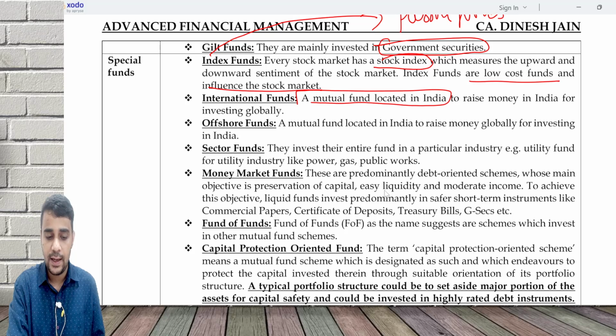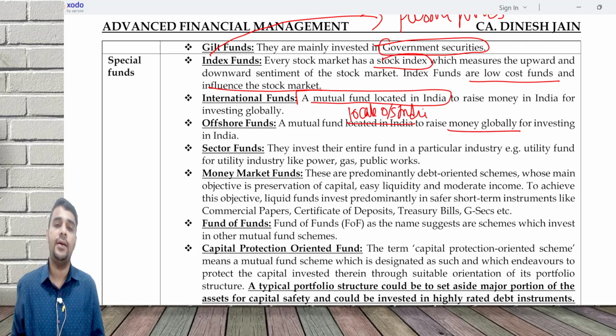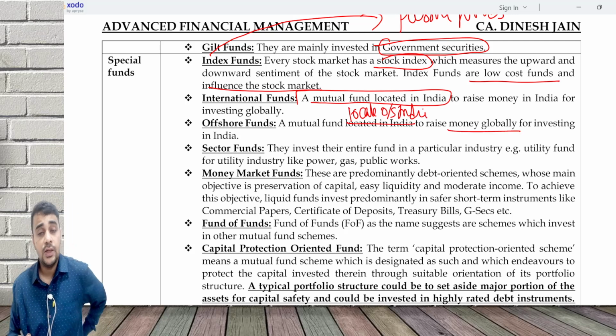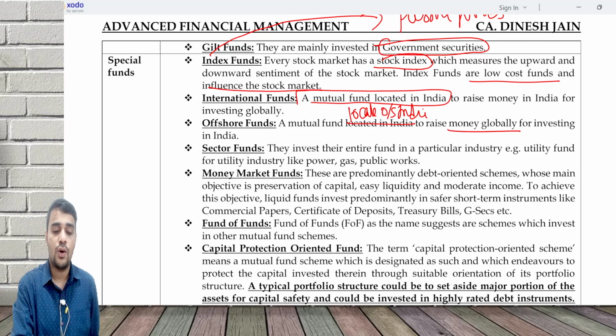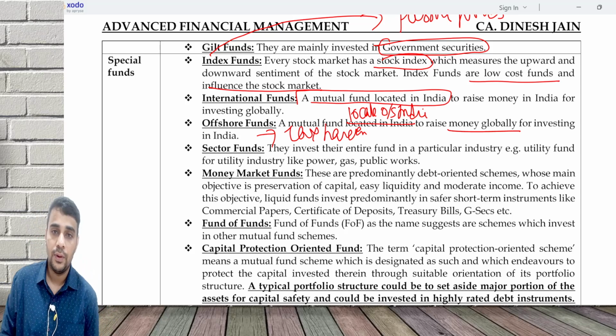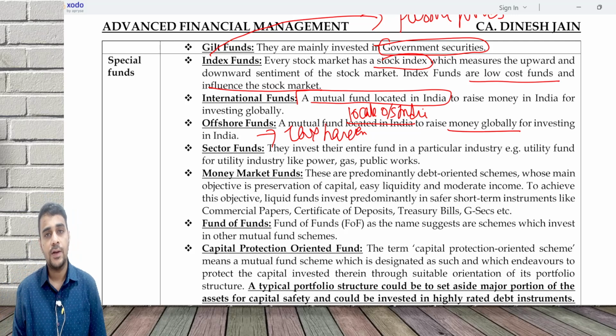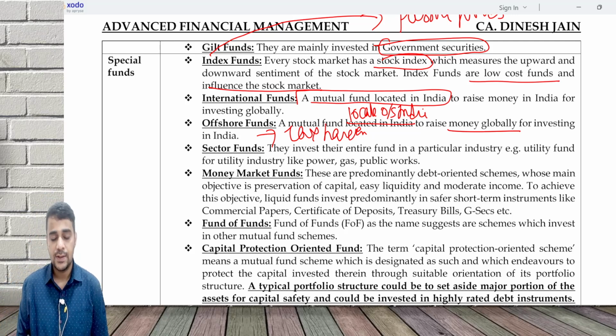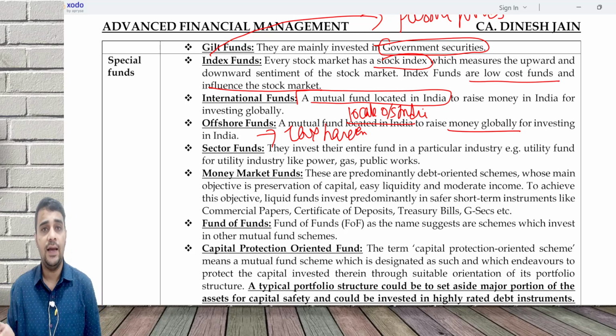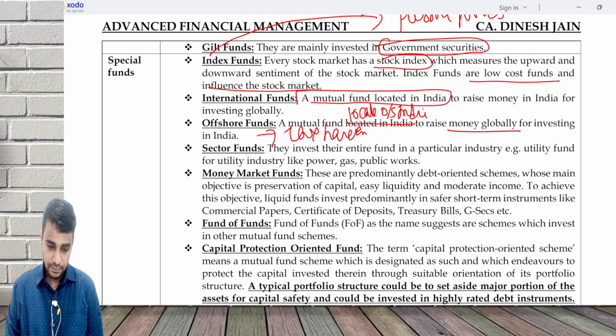Offshore funds are located outside India. They raise money outside India, and they invest in India. Offshore funds are sometimes also called tax haven funds. That is, you will try to make the investment from a place where India has a DTAA, a double taxation avoidance agreement, because of which the taxation impact may not be there. If there are certain places where taxation benefits are there, you may list there, raise money there, and invest in India.